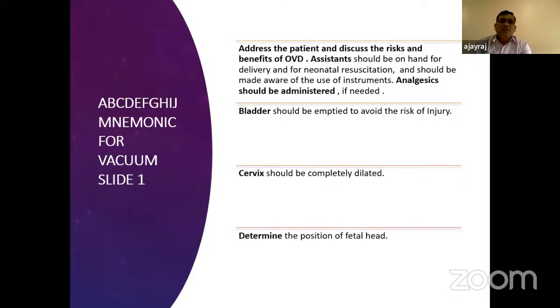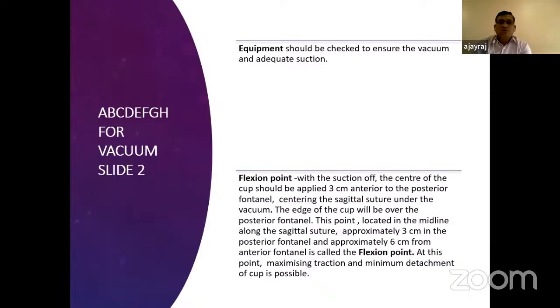Analgesia should be administered if needed. The bladder should be emptied. The cervix should be fully dilated, and we have to determine the position of the head before applying the ventouse. Equipment should be checked to ensure the vacuum and adequate suction. We must follow this step. Sometimes we apply the vacuum and our suction doesn't work or doesn't have adequate pressure. So it should be checked.